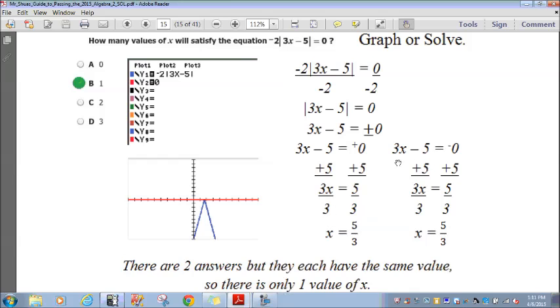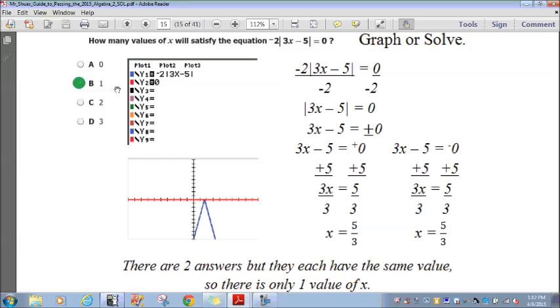Now here, 3x minus 5 equals negative 0, which is, again, just 0. I just put the positive and negatives for effect. Adding 5 to both sides, we get 3x equals 5. Dividing by 3 on both sides, x equals 5/3. So we get 2 answers, but both of the answers are the same, 5/3. There are 2 answers, but they each have the same value, so there's only one value of x.